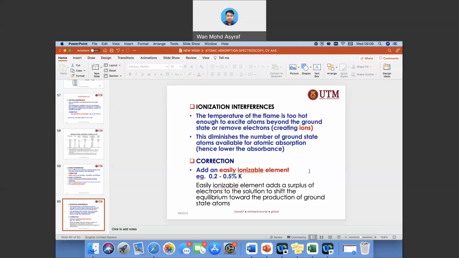When we add potassium, which is an easily ionized element, it creates a surplus of electrons inside the solution. Therefore, the equilibrium will shift towards the production of ground state atoms because there is too much K plus inside it. So the ionization process will be hindered. That's why your metal or compound of interest will stay at the atomization stage.